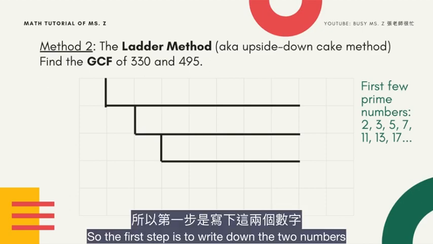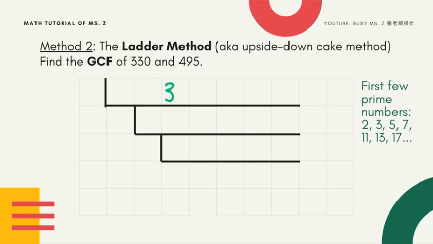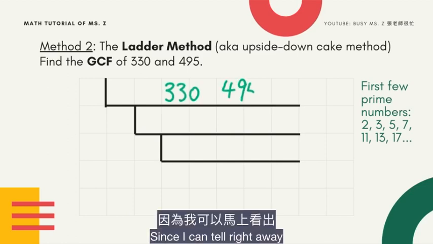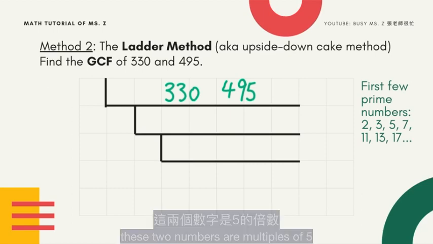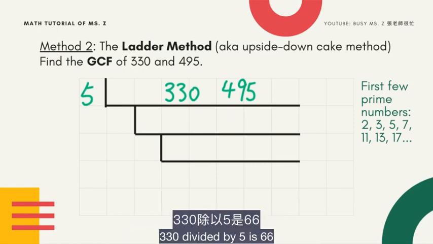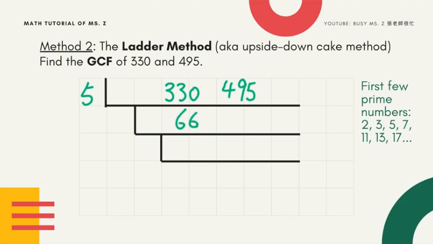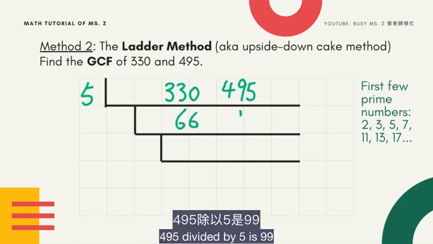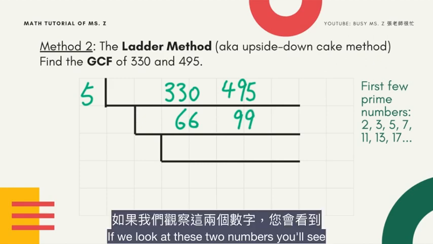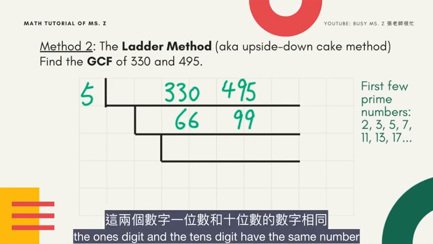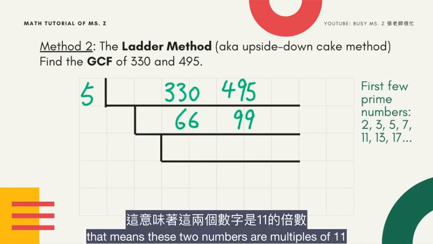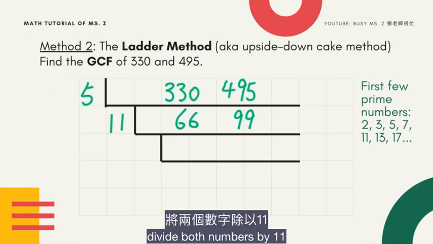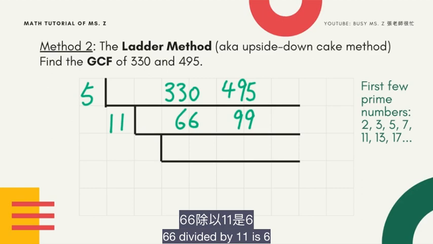So the first step is to write down the 2 numbers on the first row. And since I can tell right away these 2 numbers are multiples of 5, I'm going to pick 5. 330 divided by 5 is 66. 495 divided by 5 is 99. Now if we look at these 2 numbers, you see the 1's digit and the 10's digit have the same number. That means these 2 numbers are multiples of 11. So I'm going to go ahead and divide both numbers by 11. 66 divided by 11 is 6. 99 divided by 11 is 9.